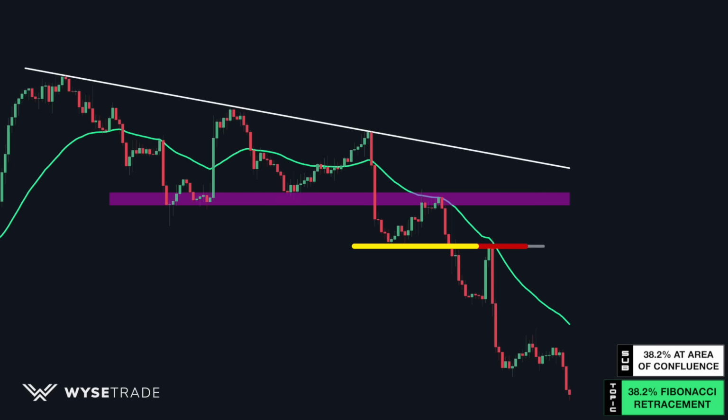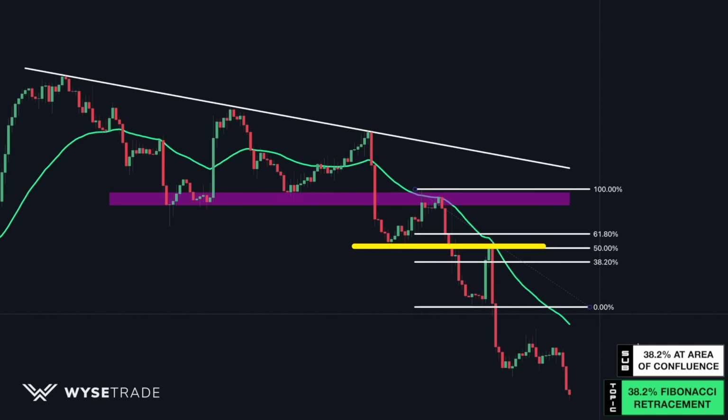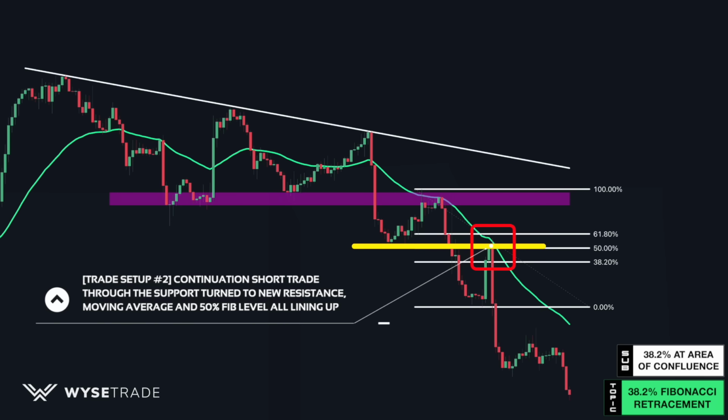Now, you then also had a second continuation entry down here, as you had a support turned new resistance level, moving average that crossed, followed by the 50% fib level lining up perfectly, which presented another short trade setup.